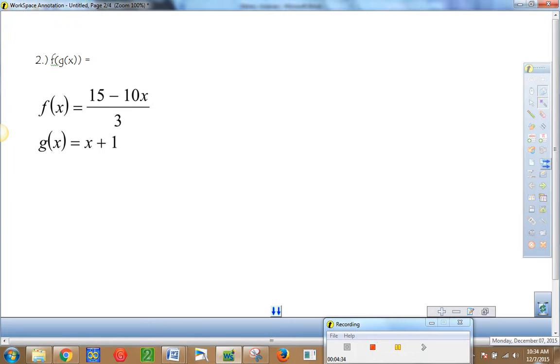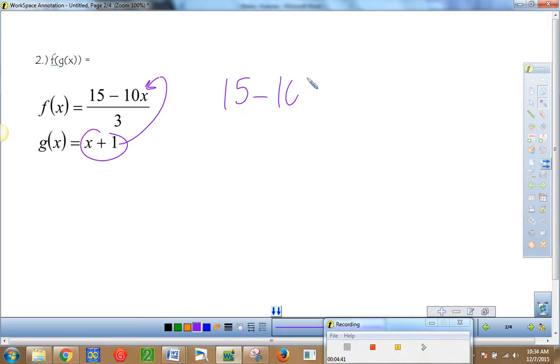How can we set this lovely shenanigans up? Put the G of X in. Okay, so we're going to replace this x right here with that guy. Alright, so I've got 15 minus 10 times a whole bunch of something divided by 3, and my whole bunch of something is the x plus 1.